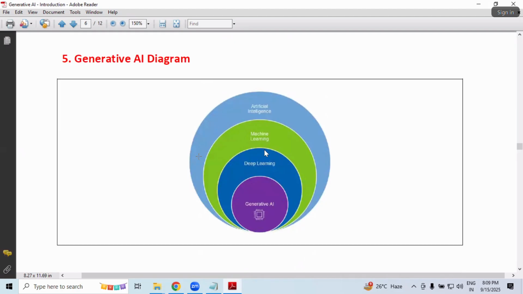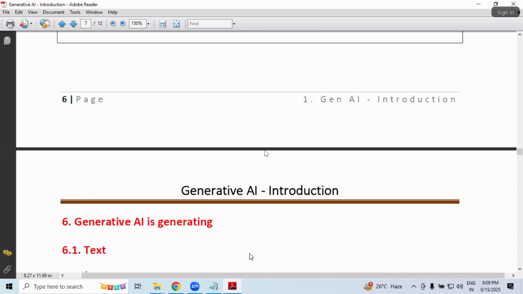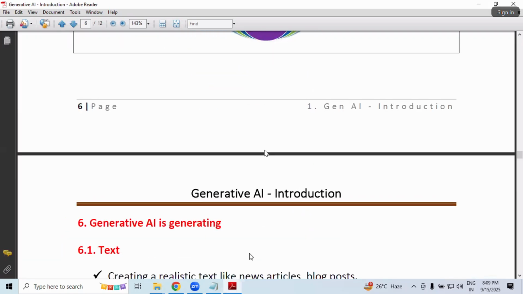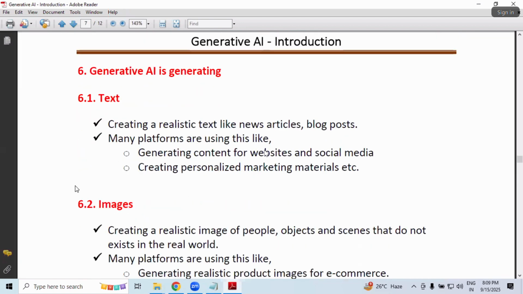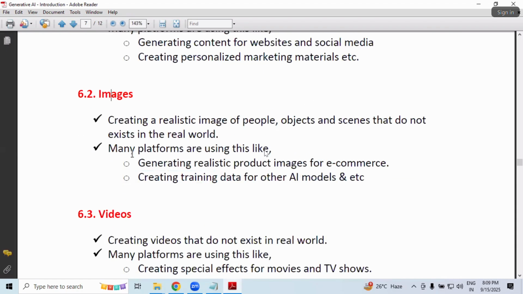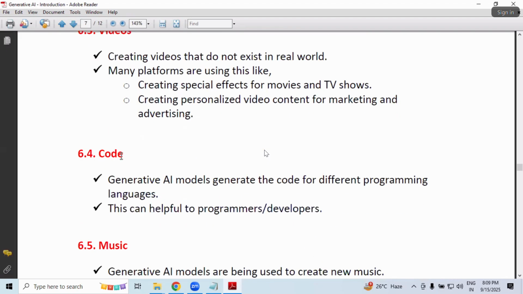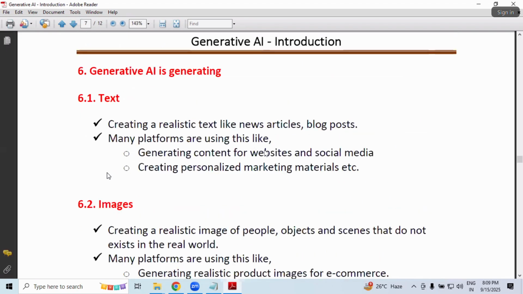This one is a Gen AI diagram. Chapter one, next ML, next DL, next Gen AI. These are all things you need to understand. Generative AI is generating what? Text, next images, video, code, music. Move on to the text.